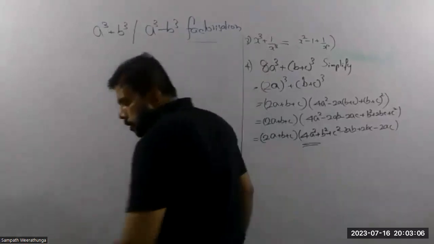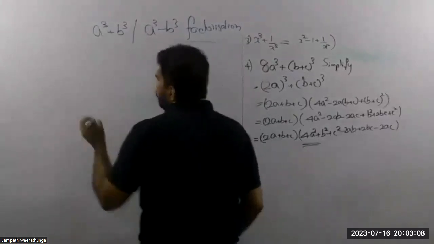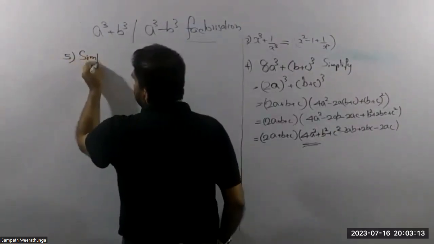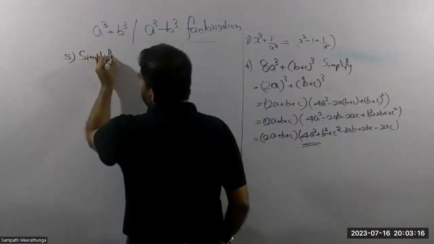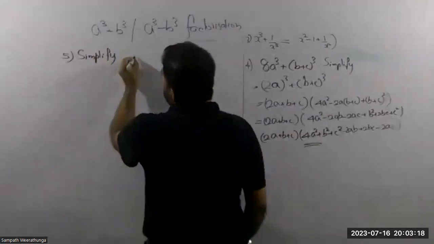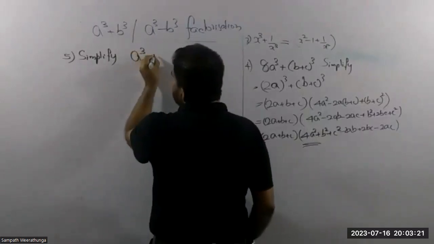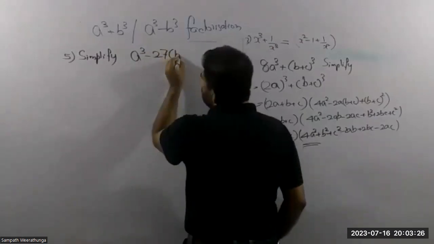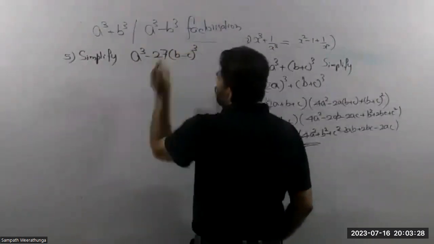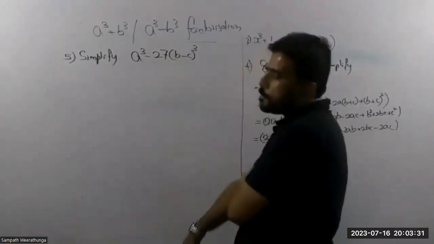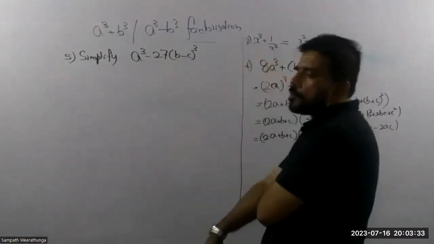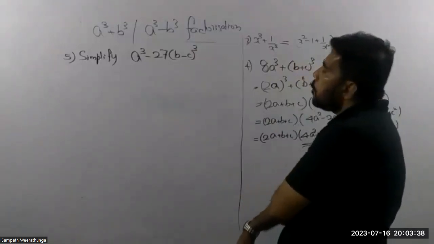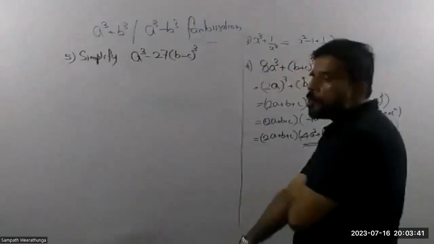Right. One more exercise. Example 5. Simplify a cube minus 27 b minus c cube. We're supposed to simplify and find a simpler relationship for this given expression.